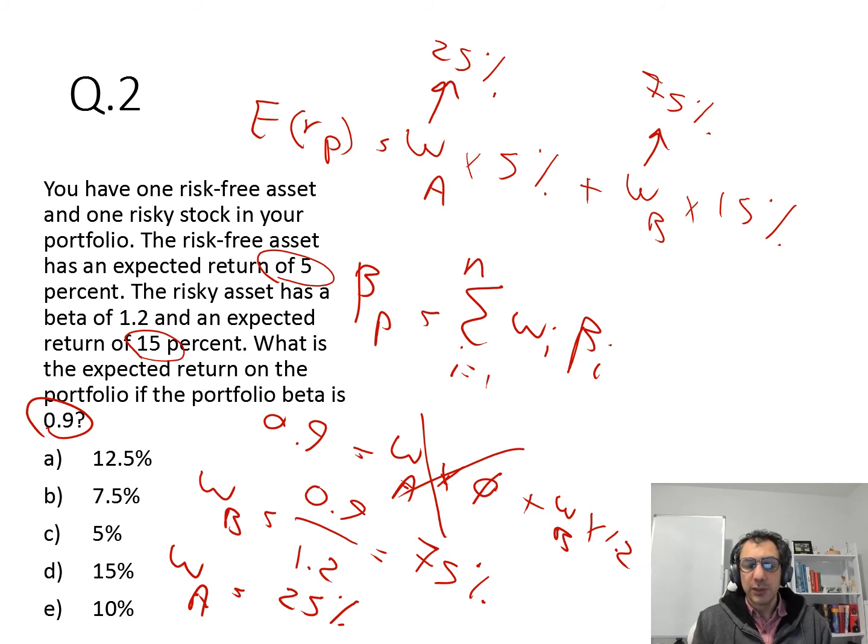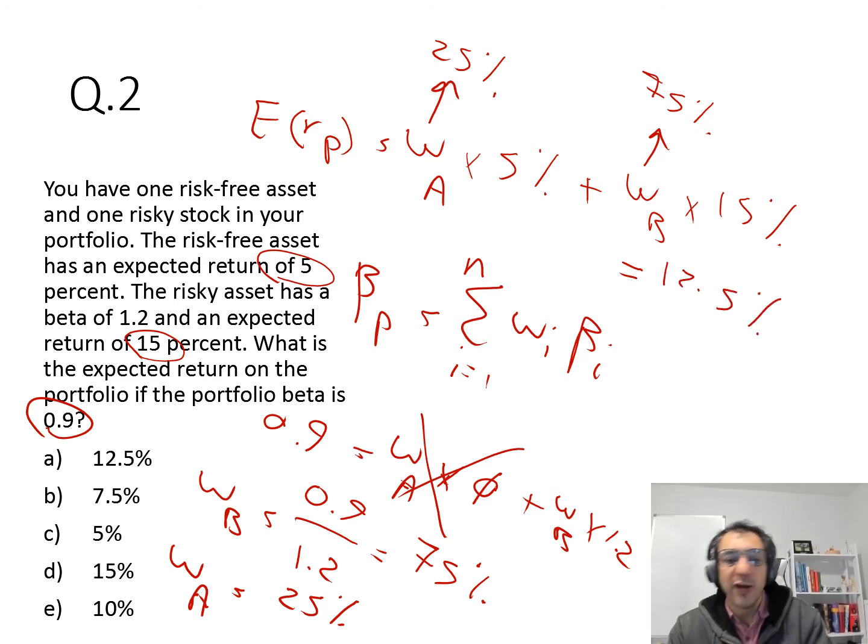So let me do this quickly. 25% times 5% plus 75% times 15%. The number I have here is 12.5%. So the expected return on the portfolio is 12.5%, which means the correct answer should be A.